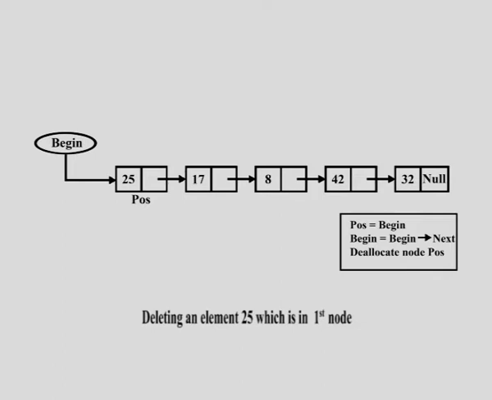So, to delete this node, the first step is to store the address of first node in a variable. Here, we store the address of first node in variable pos by using pos is equal to begin. Now, list pointer variable begin is set to address of second node, which is 17. Here we use begin is equal to begin's next. At last, deallocate the memory held by node pos.